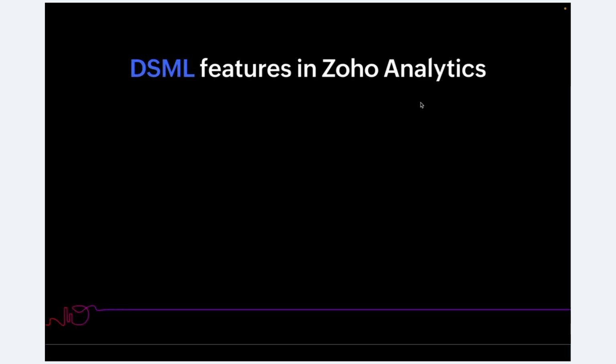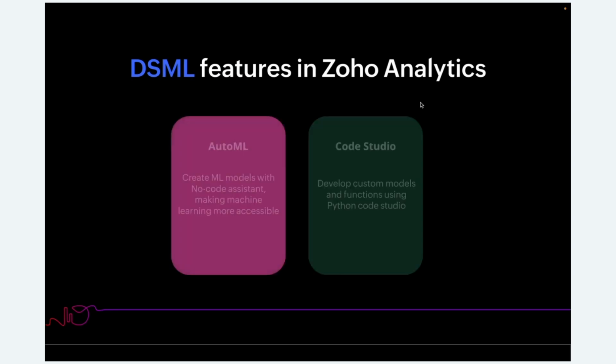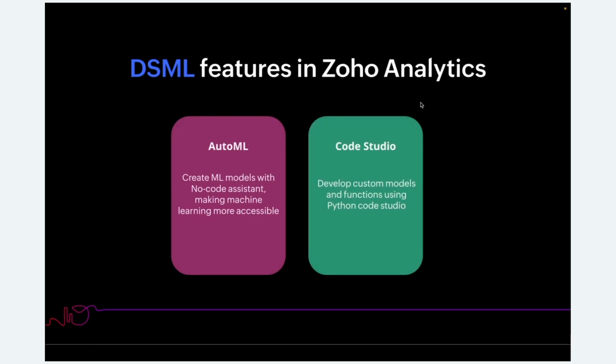We will now look at the data science machine learning features available in Zoho Analytics. So here we have AutoML and Code Studio. We'll begin with AutoML. So what is AutoML? AutoML is automatic machine learning. This is perfect for users who may not have coding expertise, but still want to create machine learning models.